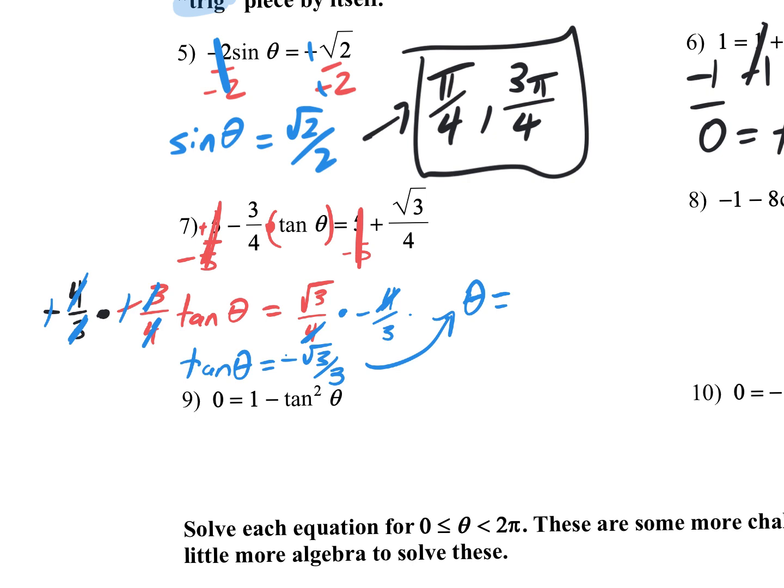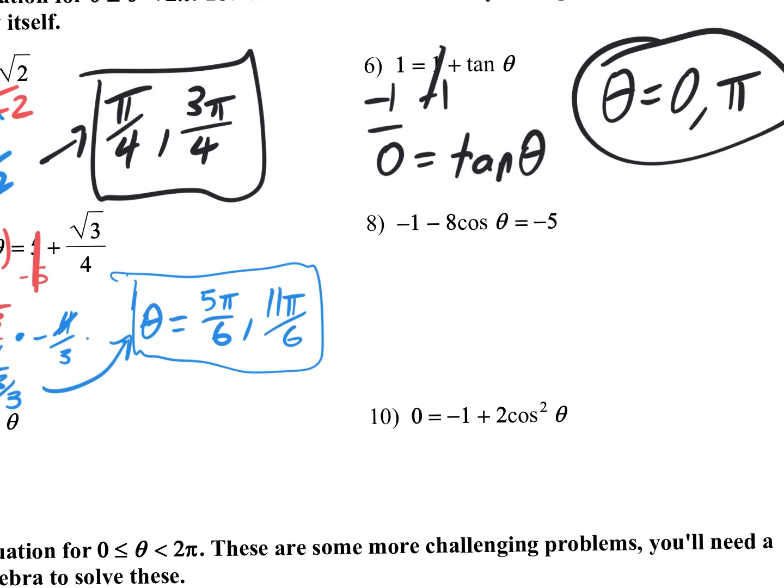Well, if you look at your unit circle again, there are two of them. There is 5π/6 and 11π/6. Okay, so again, we got two solutions. All right. Try out number 8 on your own, and then I will show you my worked solution for it. So go ahead and pause right now.